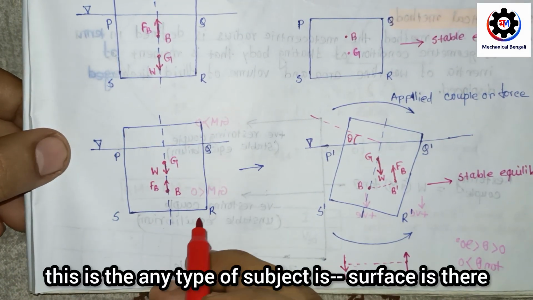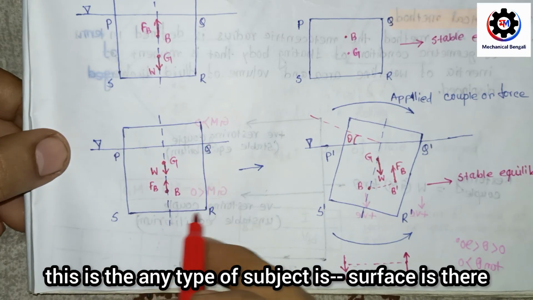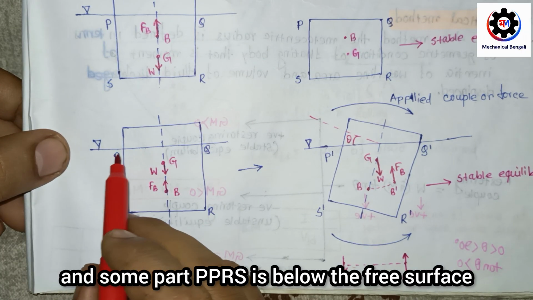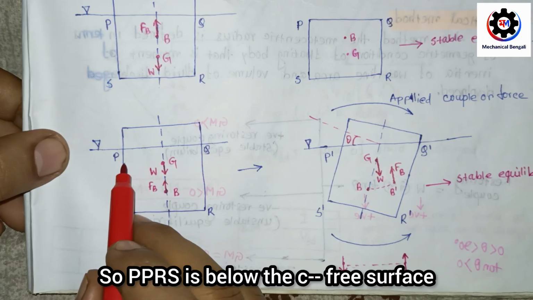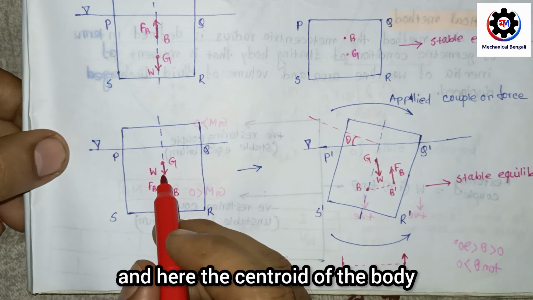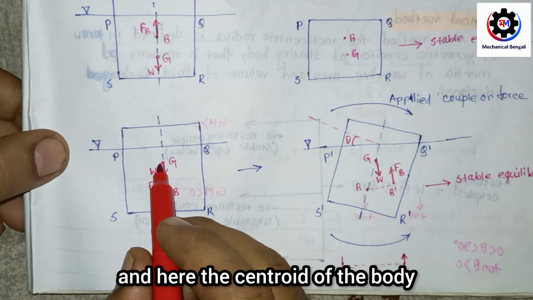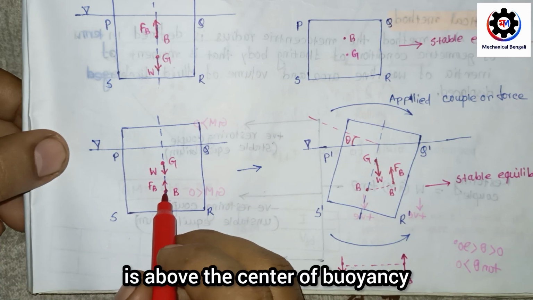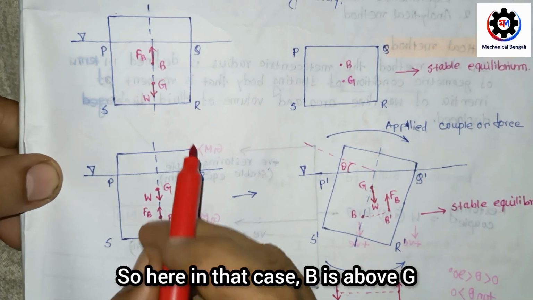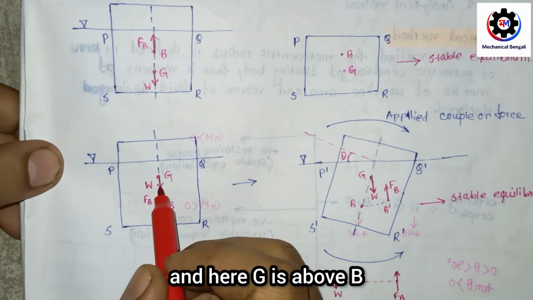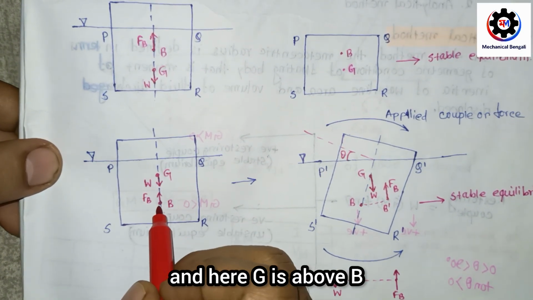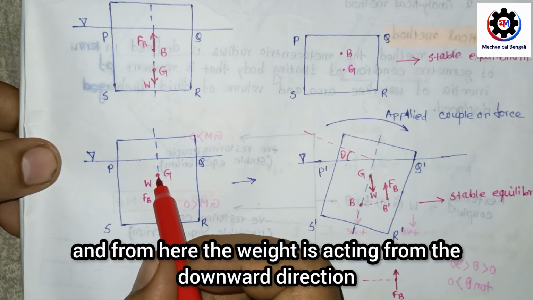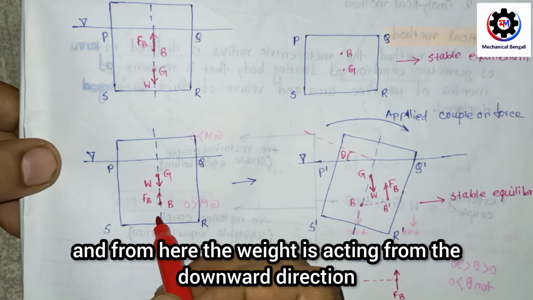Any type of object is there, and some part PQRS is below the free surface. Here the centroid of the body, G, is above the center of buoyancy. So in that case B is below G, and G is above B. From B the buoyant force is acting in the upward direction, and from G the weight is acting in the downward direction.